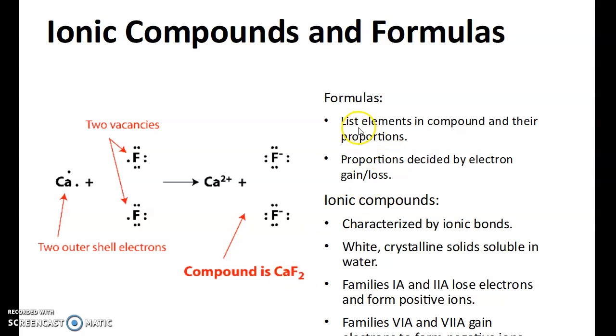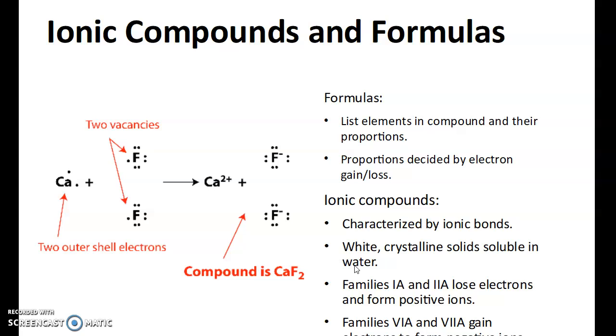The formulas list the elements of the compound and their proportions. The proportions have to do with the subscripts in them. The proportions are decided by the electron gain or loss. So for these ionic bonds, that means electrons are lost and electrons are gained. Most of these are white crystalline solids.